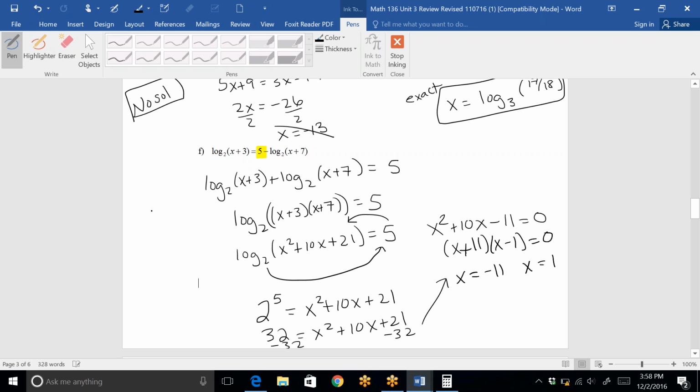You have to check them both. So we need to check to make sure that our arguments always stay greater than 0. So if I'm checking negative 11, x plus 3 greater than 0? Nope. So that means negative 11 doesn't work. So I don't even need to check the other argument there because it already failed. And then I'm going to check positive 1, x plus 3 greater than 0, because that's the first argument of our log. And that's a yes. Is x plus 7 greater than 0? 1 plus 7 is 8. Yes. So the only solution is positive 1.